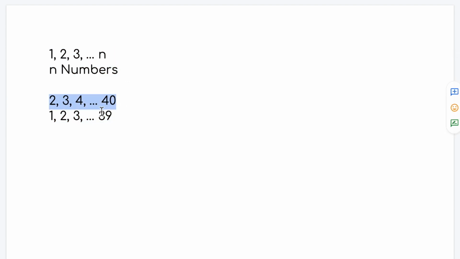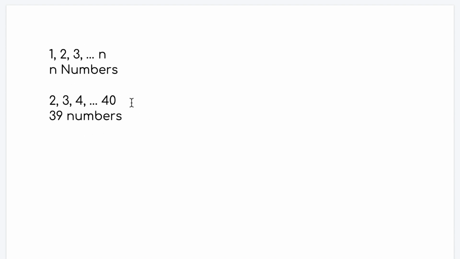You may notice that the number of numbers in these two lists hasn't changed. They both have the same number of numbers. We just changed the values within the list. So that means these both have 39 numbers in them. So this list here has 39 numbers.